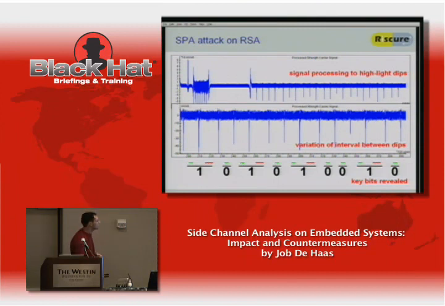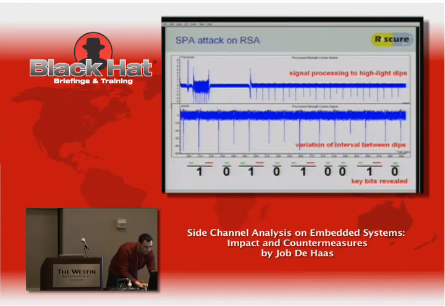So what you're seeing here is if this distance is a bit shorter and this distance is longer, and this is a square and this is a multiply, then I am seeing a 1 bit and a 0 bit and a 1 bit and a 0 bit and a 1 bit. And I can just visually see the key bits of the exponent, which is the secret key for an RSA operation.